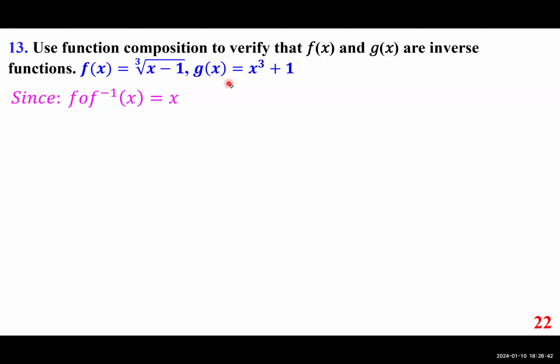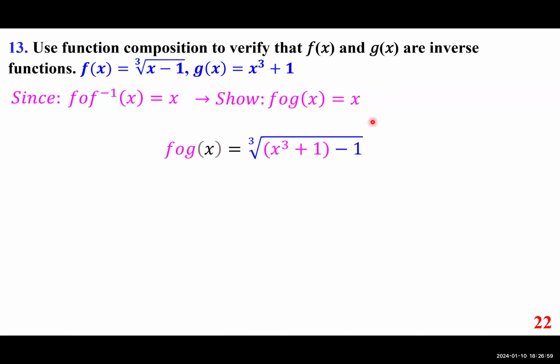By the way, you can do that one or f inverse o f. We're going to do one of them, f o g, which means we're going to replace this x with x cubed plus 1. So we're going to show that. So f o g of x means the x must be replaced with the g function. So obviously, 1 and negative 1 cancel each other. And cube root of x cubed is x. Checks. We are done. Since this is simple enough, I want to show you the reverse process.